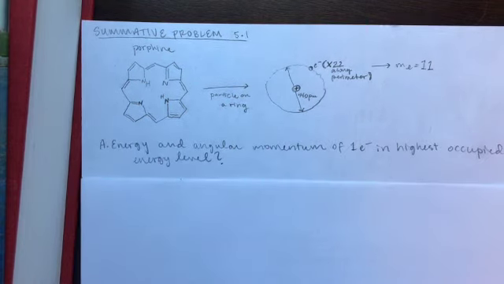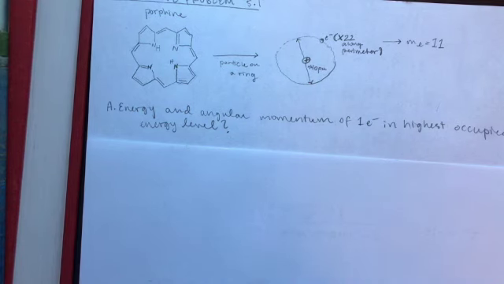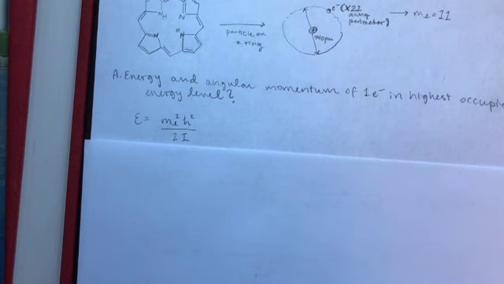And the first part of the problem asks, what are the energy and angular momentum of one electron in the highest occupied energy level? So we're going to work with the equation E is equal to m sub L squared times h bar over 2 times the moment of inertia. And this comes from the Hamiltonian operator, where we're saying T hat plus V hat, which is the kinetic energy plus potential energy, is equal to the total energy. And as we've learned, we're going to set V hat, the potential energy, equal to 0, as we know that outside of the ring, potential energy goes to infinity.